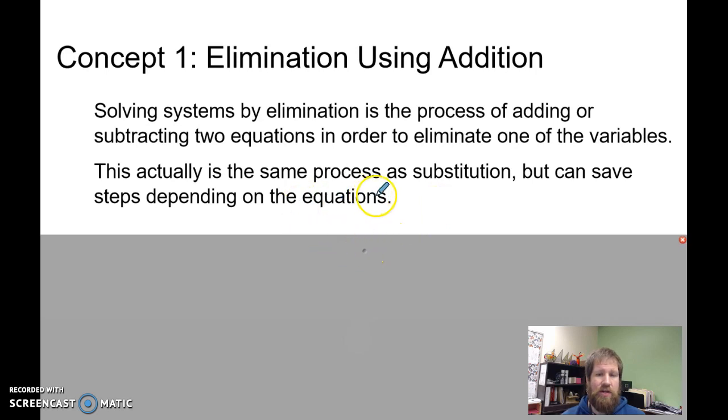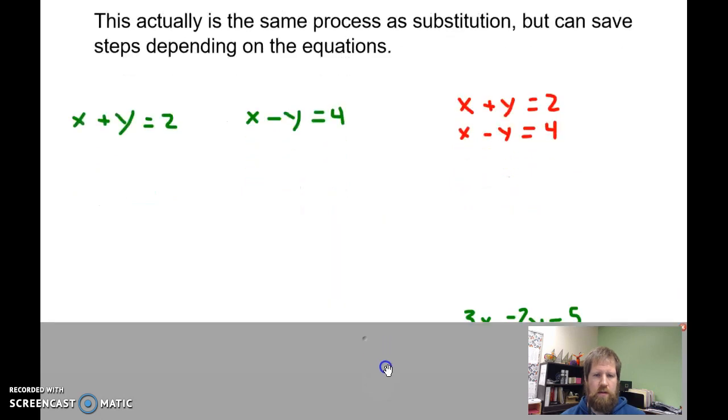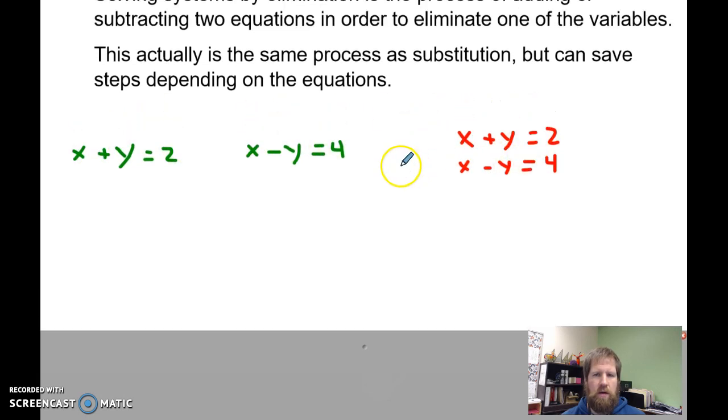Okay, the process is actually the same as substitution, but you can save some steps depending on how your equation looks. All right. So here we've got two systems, well, really one system. Okay, these are the same equations, and we're going to solve one by substitution, and then we're going to look at solving the other one through elimination.